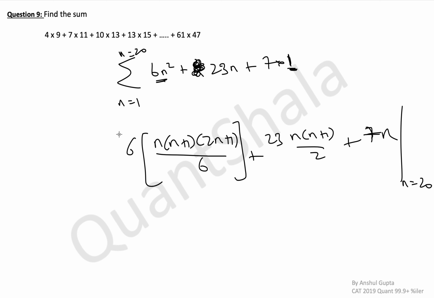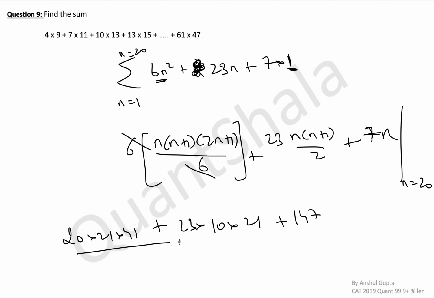So what do we get? These 6 and 6 get cancelled. This becomes 20 into 21 into 41 plus 23 into 20 divided by 2, which is 10, multiplied by 21, plus 7 multiplied by 20, which is 147. So you just need to calculate this value. Again, you need a bit of calculation skills for this one. So simply 21 multiplied by 41. Okay, we'll do this quickly.